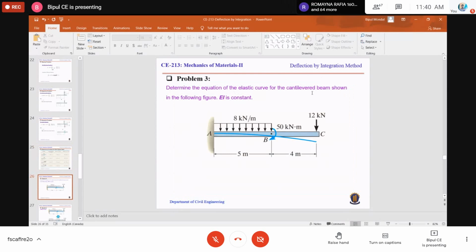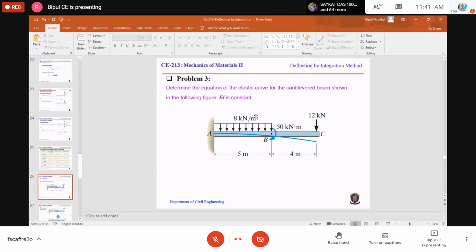Determine the equation of elastic curve of the cantilever beam shown in the following figure, where EI is constant. It is a cantilever beam. Support is at A, a fixed support at the pre-end. The beam is subjected to a concentrated force of 12 kilonewton, a uniformly distributed force of 8 kilonewton per meter, and a concentrated moment of 50 kilonewton meter.